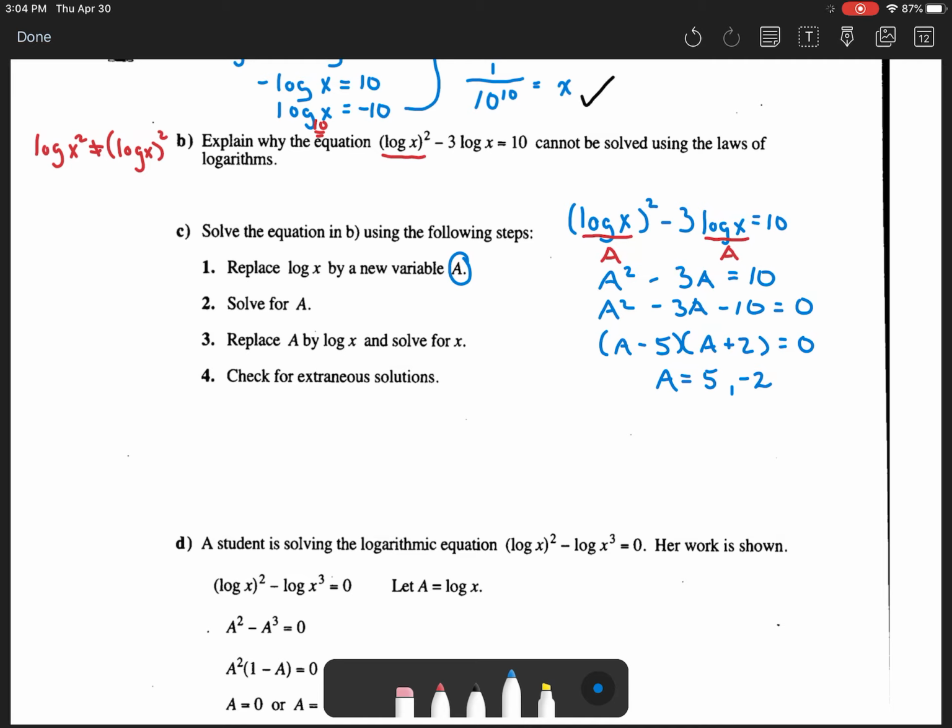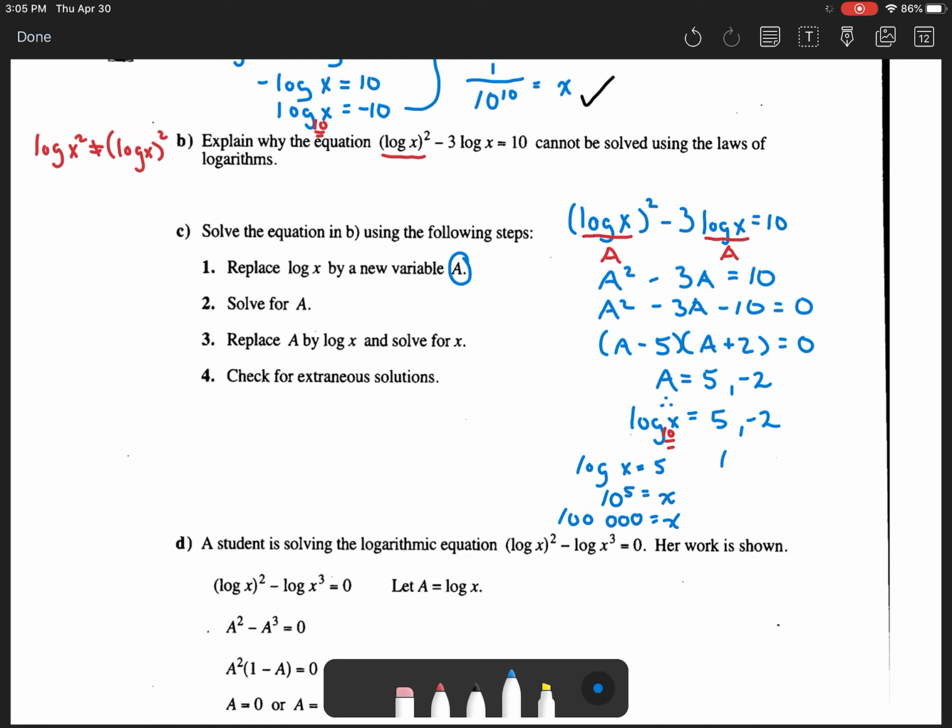But remember, a was not originally a. a was log x. That's what I replaced it with. So what that means is log x potentially equals 5 or negative 2. So what I have to do now is solve for x, because I have log x equals those values. They want you to solve for x. Again, do not forget that we have a base 10 here. That's going to allow me to figure out what x is in each of those cases. So if log x equals 5, that would be 10 to the exponent of 5 equals x, and as a number, that's 100,000.